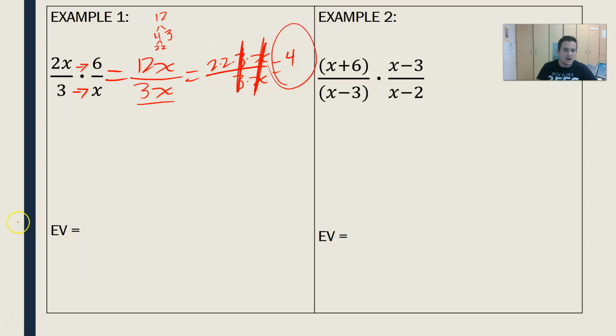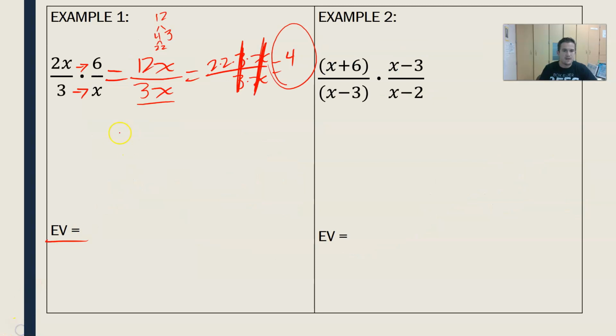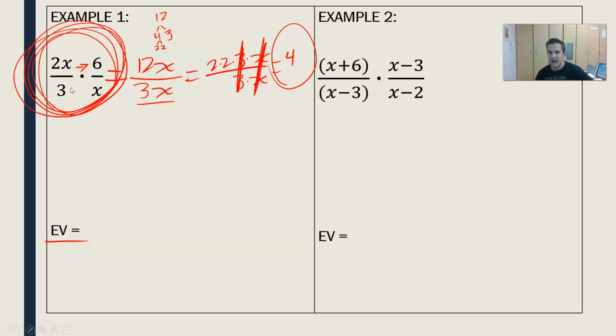The other part of the instructions was to state the excluded values. So notice here, in my original expression, I need to look in the denominators, in the bottom, and see what values of x are going to cause me to divide by 0. So in the bottom here, I have an x.